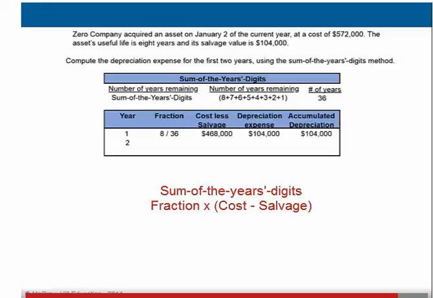In year 2, there are 7 years remaining. The fraction is 7/36. 7/36 multiplied by $468,000 is depreciation expense of $91,000. Accumulated depreciation increases by $91,000 to $195,000.